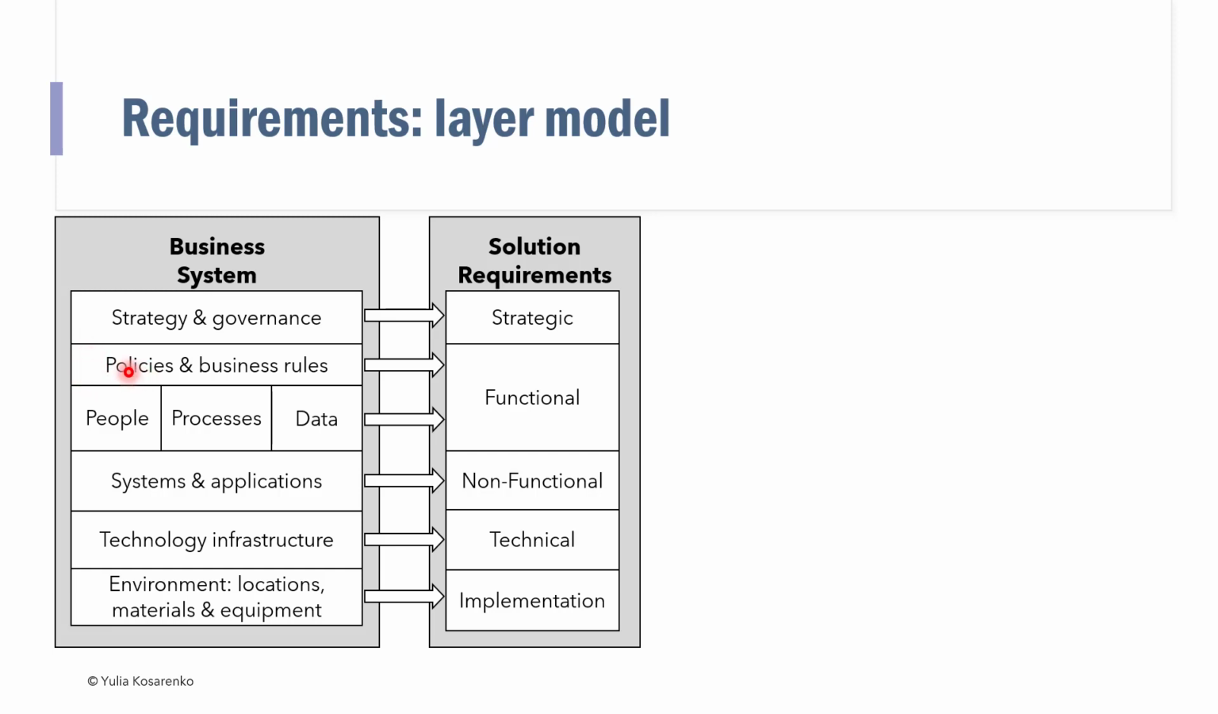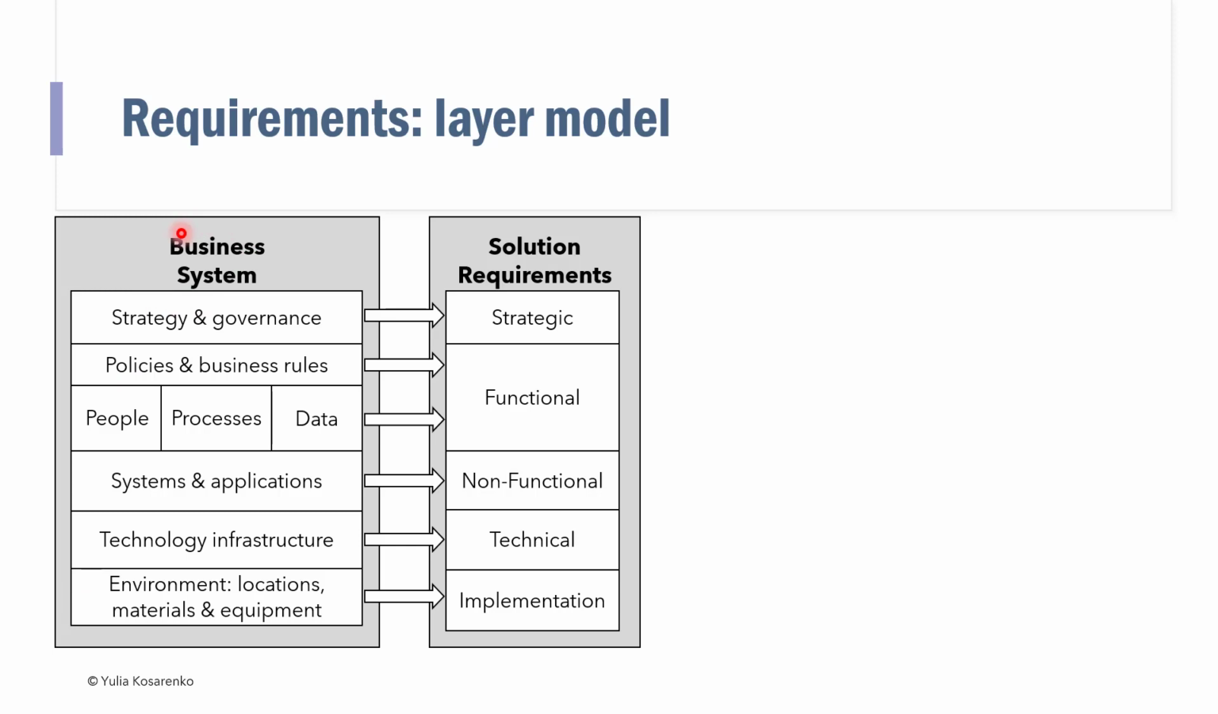And then these policies and business rules are implemented through business processes, which are run by people, and where we generate certain data that is used to exchange information. All of this usually is implemented through certain systems and applications. Now, it may be technology, maybe also non-technology. Then there is certain technology infrastructure that these systems and applications will run on. And also we have physical environment, right? Businesses will have locations, materials, equipment, and so on.